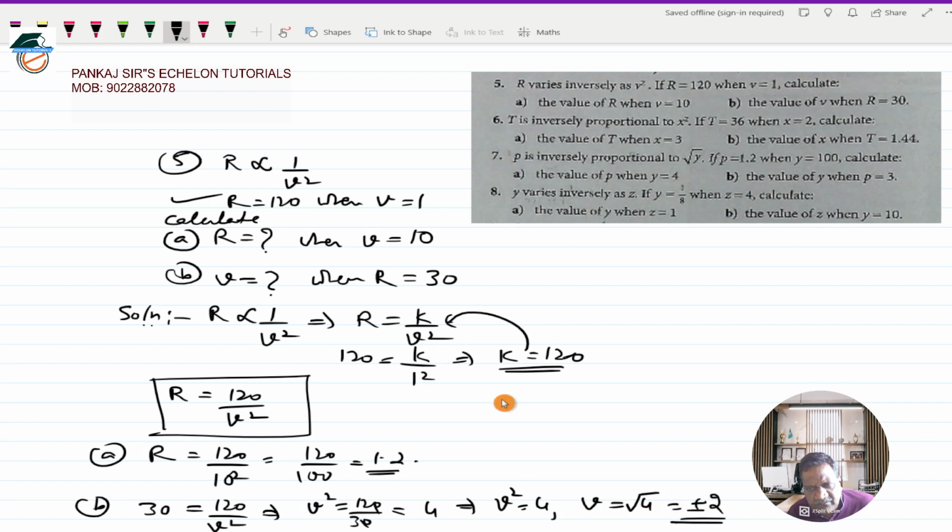So these are my answers for question number 5. For A, the answer is R is equal to 1.2, and for B the answer is V is equal to plus or minus 2. That was question number 5. Question number 6 we'll be doing next time.